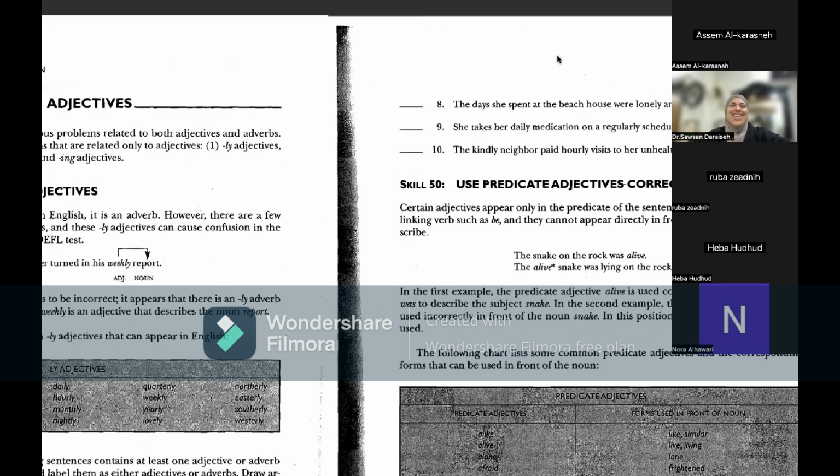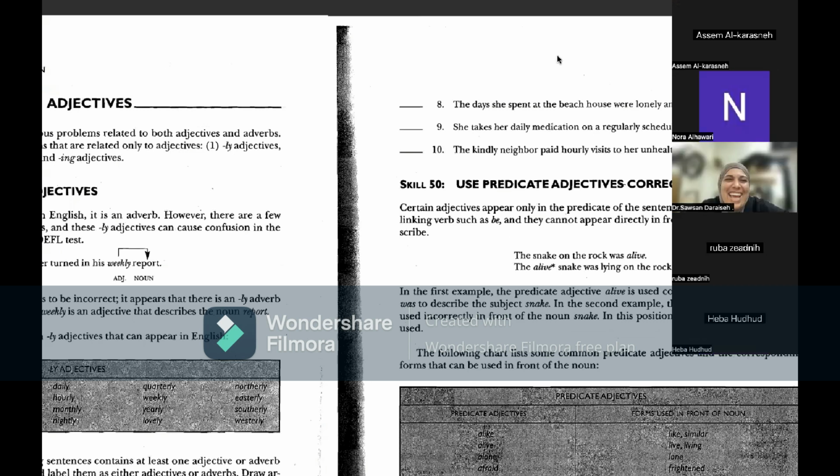Okay. Go ahead. Okay, I will choose sentence number 9. She takes her daily medication on the regularly schedule. What do you think? I think this is incorrect answer. Yeah. Incorrect sentence.